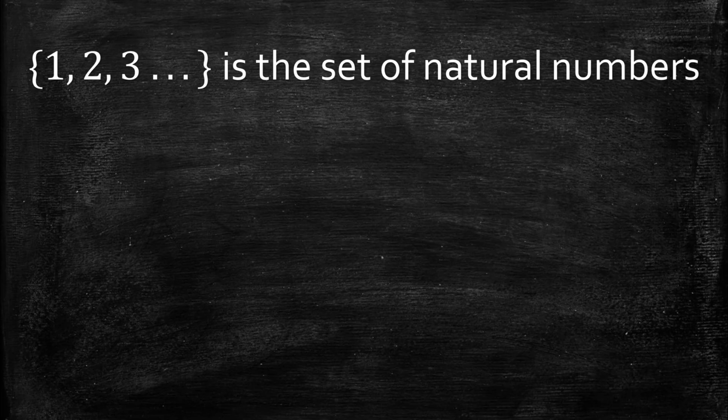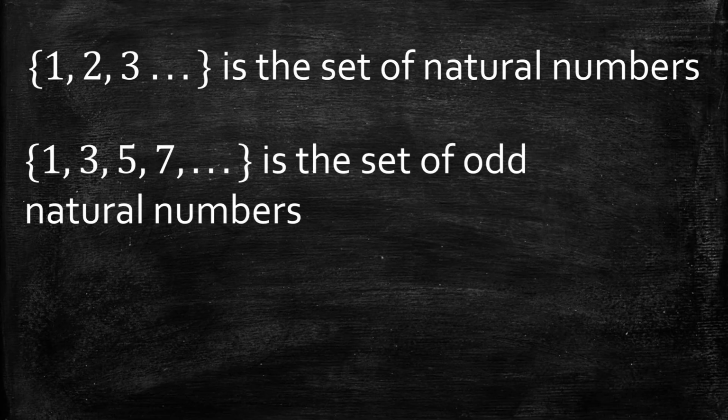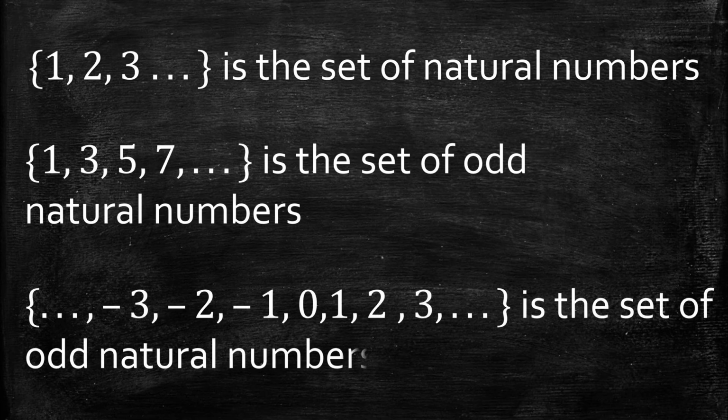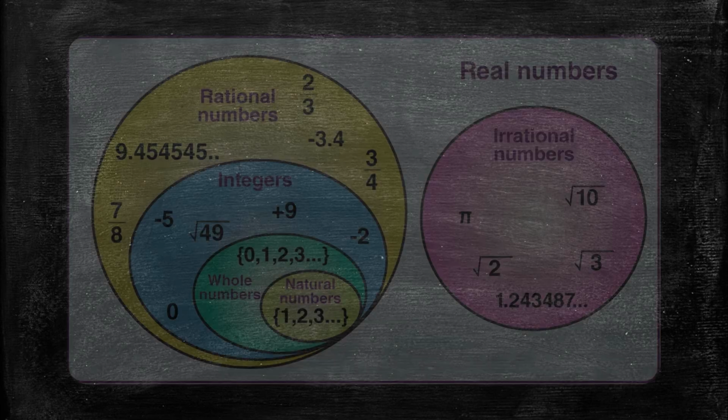For example, 1, 2, 3, ... is a set of natural numbers. 1, 3, 5, 7, ... is a set of odd natural numbers. Minus 3, minus 2, minus 1, 0, 1, 2, 3, ... is a set of integers. All these sets are infinite.